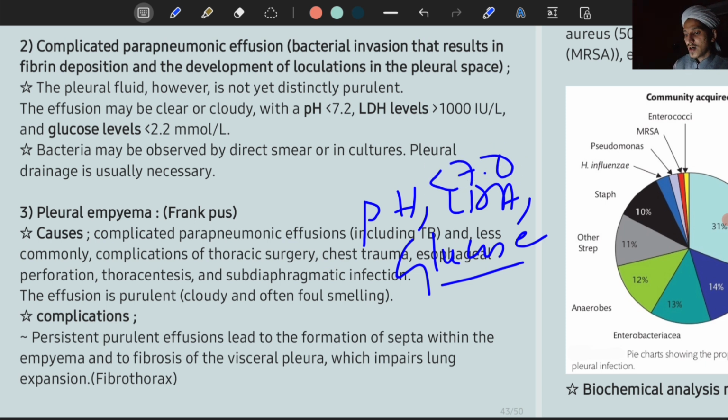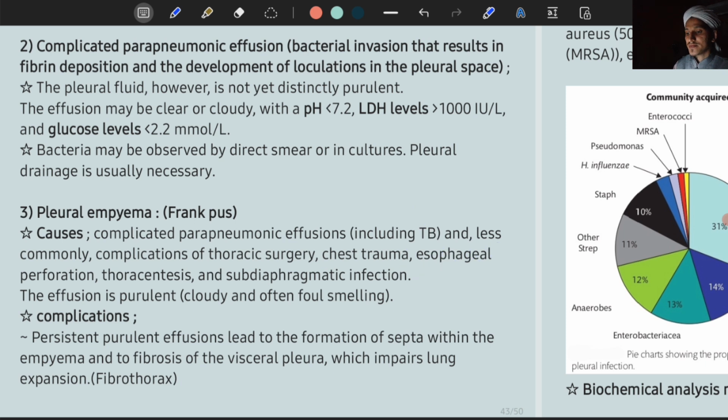Now, what are the complications of empyema? Persistent pleural effusions lead to the formation of septa within the empyema and to fibrosis of the visceral pleura, which impairs lung expansion. That is called fibrothorax. Fibrosis of the pleural cavity.